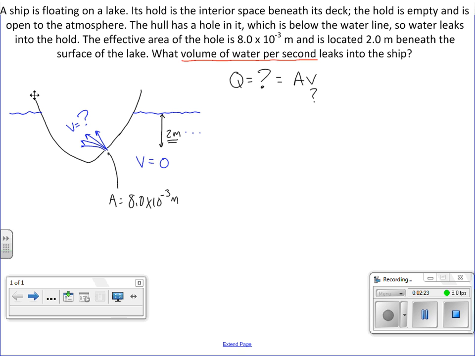All right, so I'll write Bernoulli's equation. P1 plus rho g h1 plus 1/2 rho v1 squared is P2 plus rho g h2 plus 1/2 rho v2 squared. Arbitrarily, let's call this area 1. Let's call this area 2.